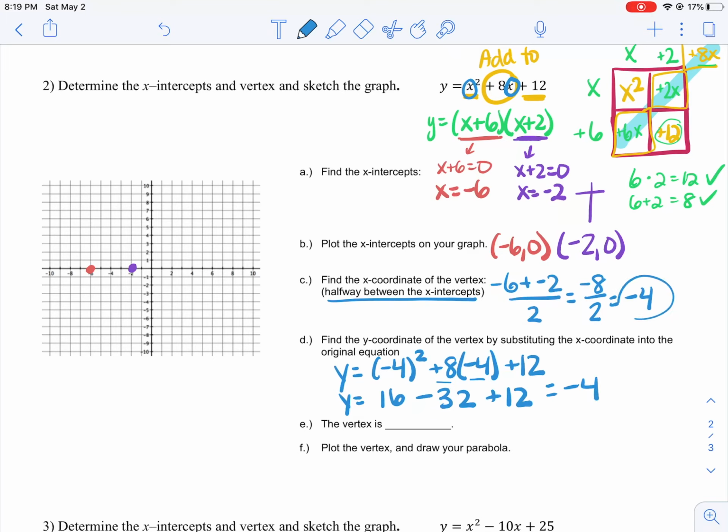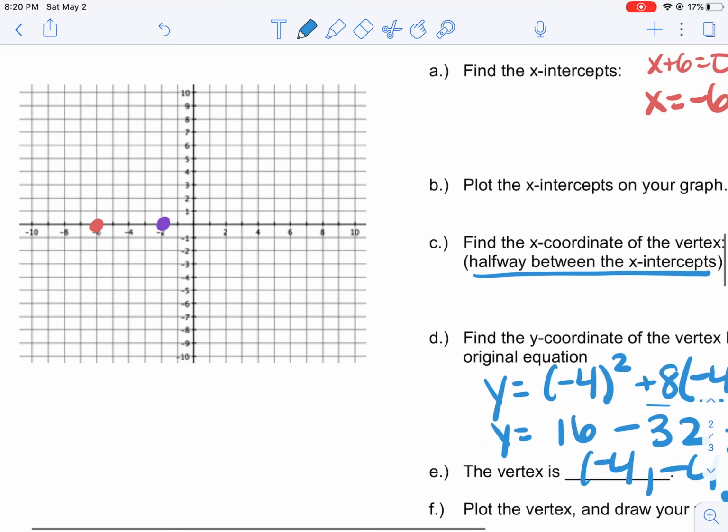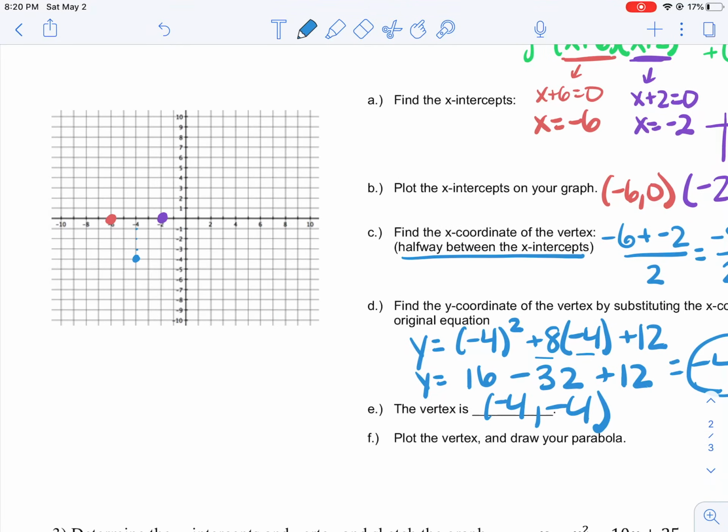So your vertex, here's your x, here's the y: negative 4, negative 4. So negative 4, negative 4, and down 1, 2, 3, 4. And then now we can go ahead and draw our parabola. So we make a U that points up.